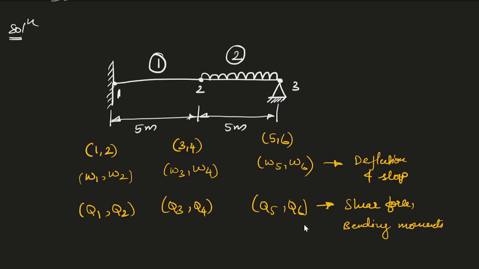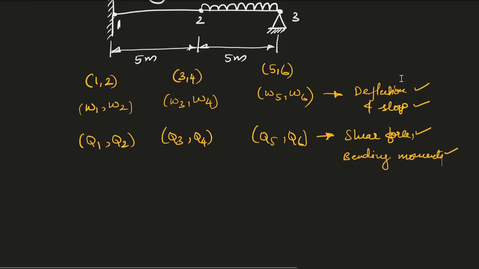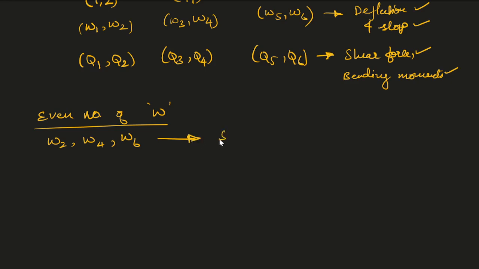So if you see, in beam element, we have to find 4 parameters: deflection, slope, shear force, and bending moment. So these are the 4 parameters we have to find. Now which number represents deflection, which represents slope, which represents shear force, and which represents bending moment? Let's start with the even numbers of W, that means W2, W4 and W6. These represent slopes.